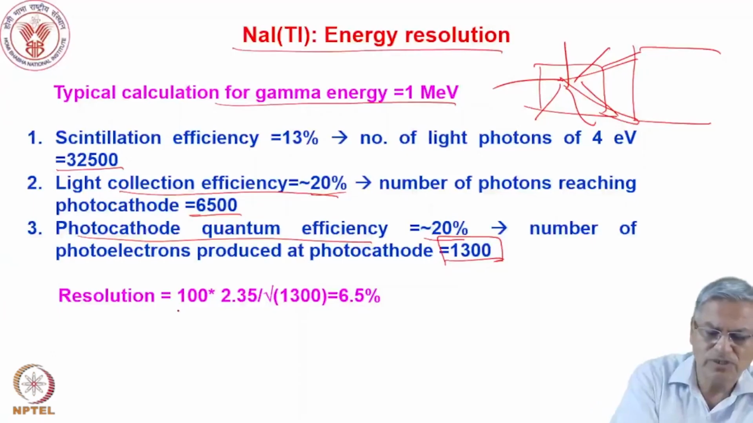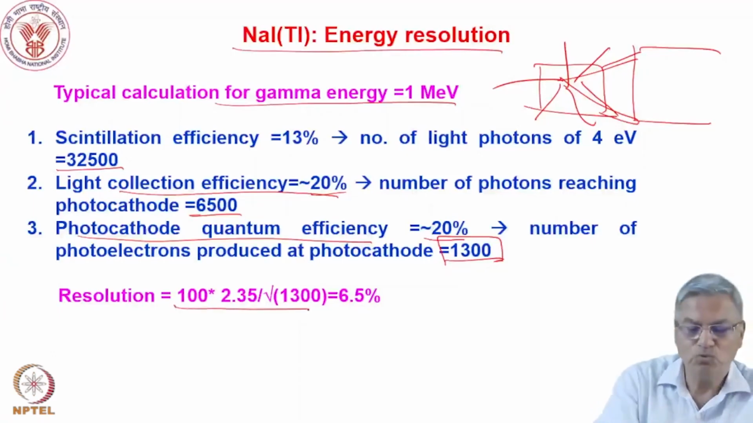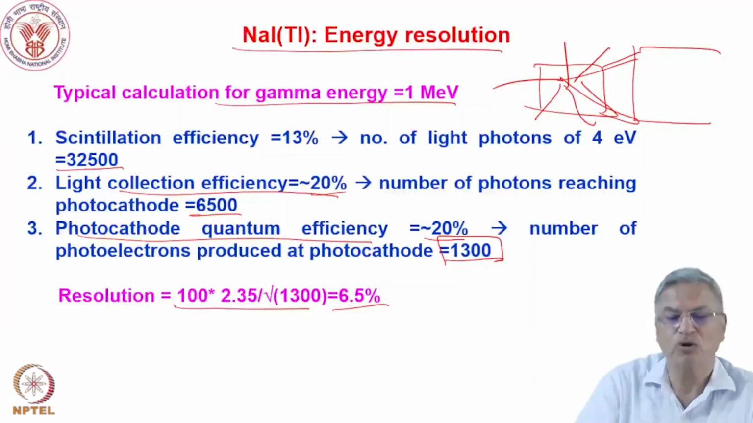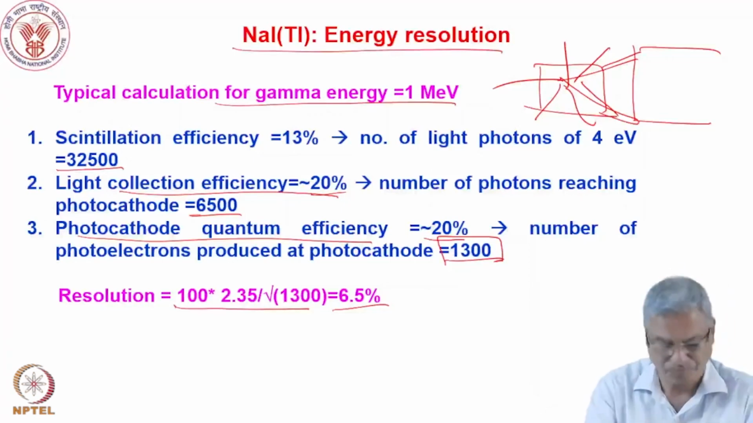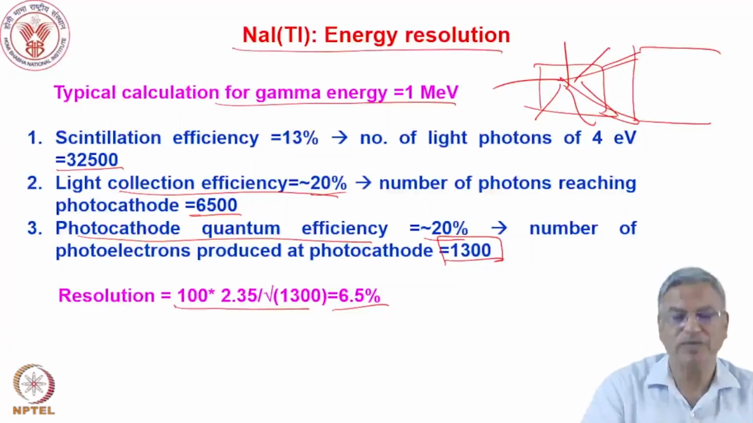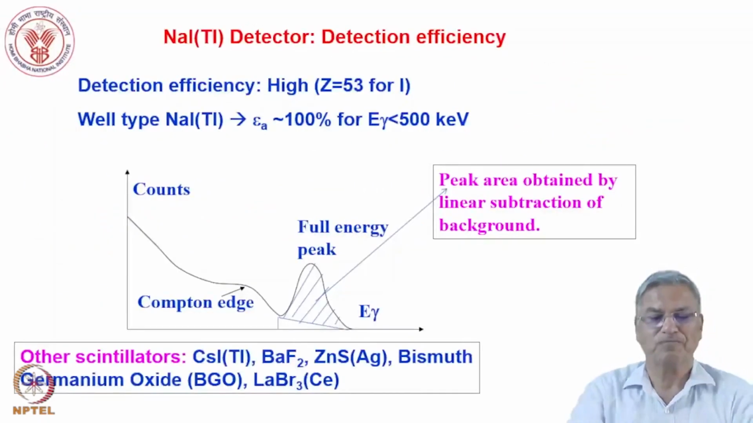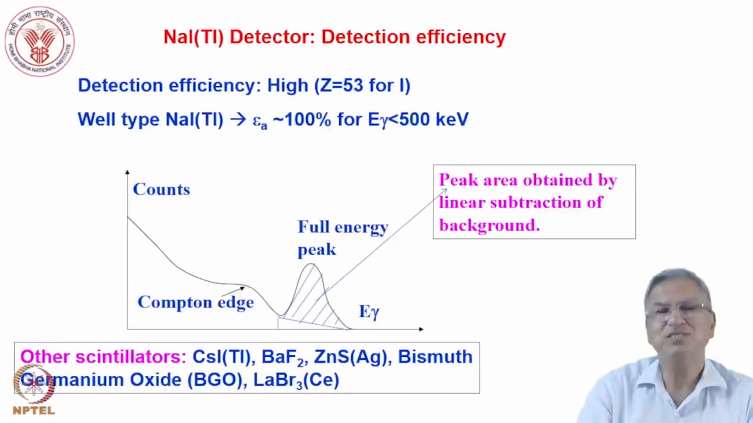It is the primary ion pairs of electrons that will determine the resolution. So the resolution, you can see, is 100 × 2.35 / √n, where n is 1300, so it becomes 6.5%. So I hope this explains the reason for the poor energy resolution of scintillation detectors. Even then, you will find that the sodium iodide thallium detectors are widely used in counting of gamma ray radioactive samples. Resolution is poor, 6 to 7%, but the efficiency is very high.